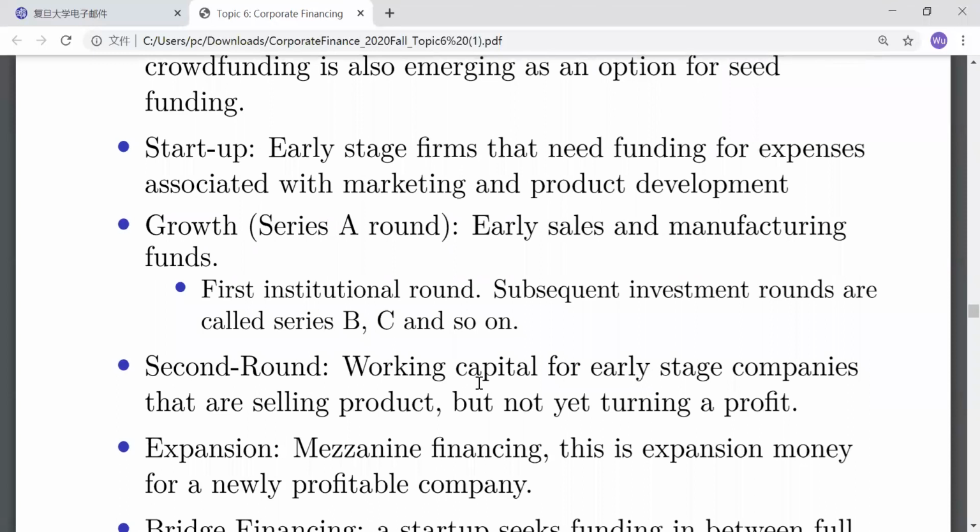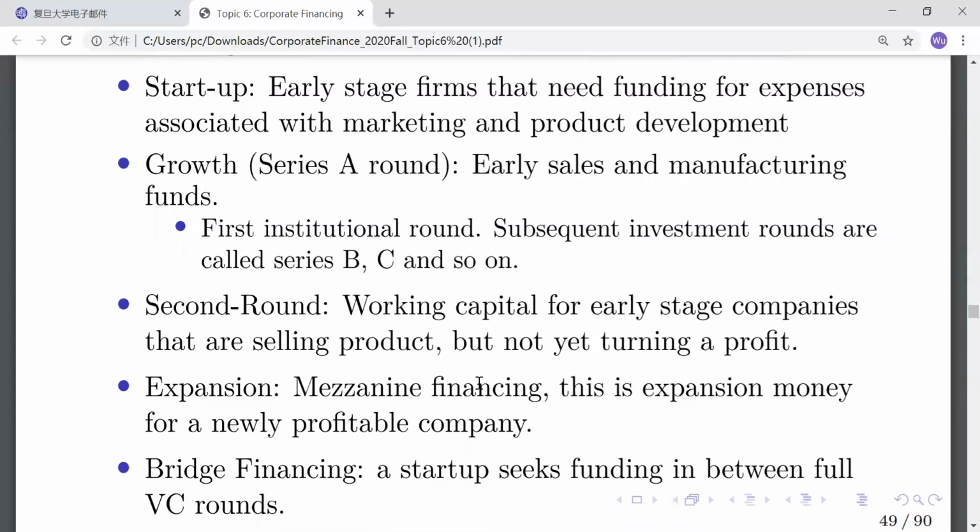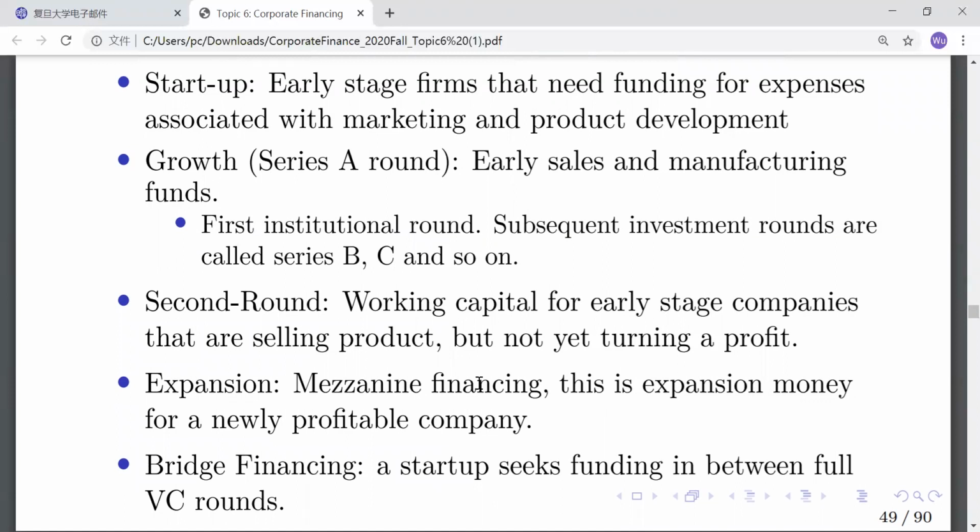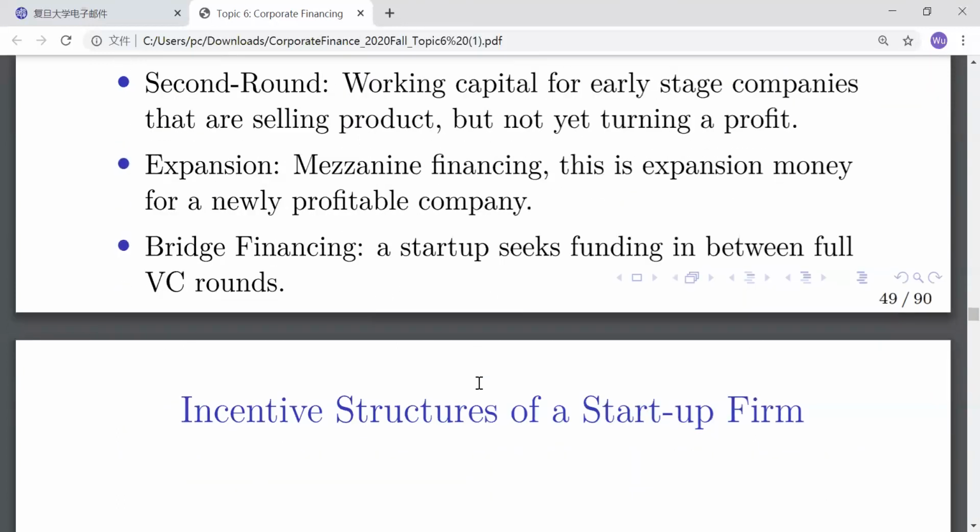And after that, we have the second round of financing, which is to raise financing for the working capital for these early stage companies. These companies are selling a product but not yet turning a profit, right? And next, there could be an expansion round, which is mezzanine financing. So this is trying to raise expansion money for a newly profitable company. You know? So between these rounds, there could be bridge financing as well, right? So between the startup and the growth, maybe something bad happens, and you are eager to search for additional financing. Then there could be bridge financing organized by a VC in between those ones.